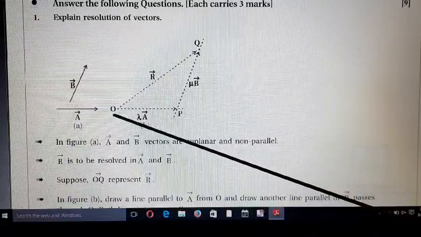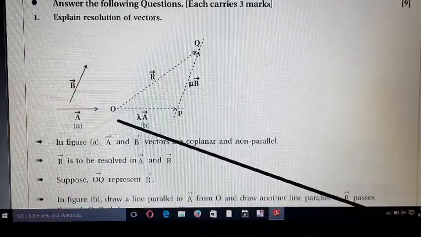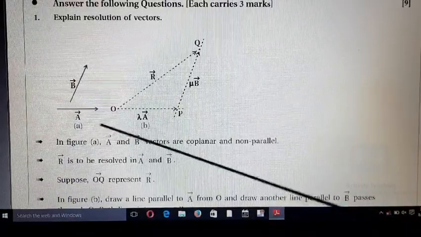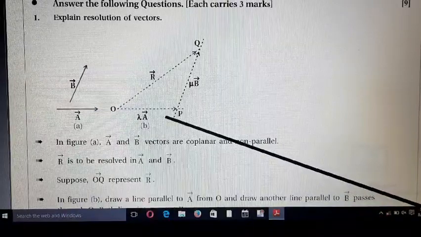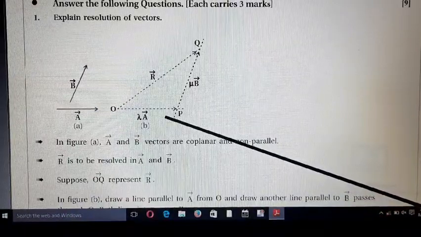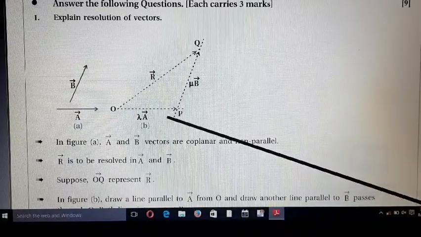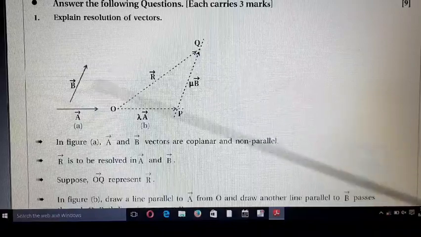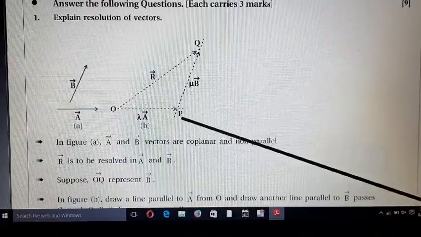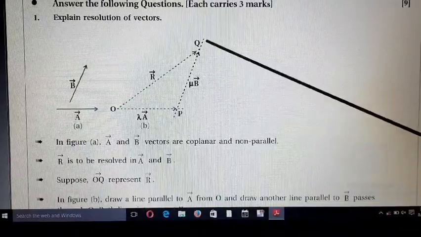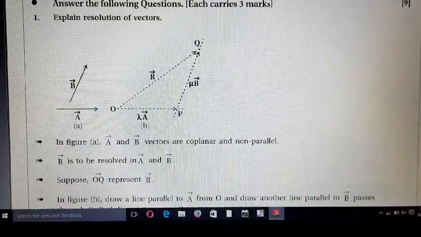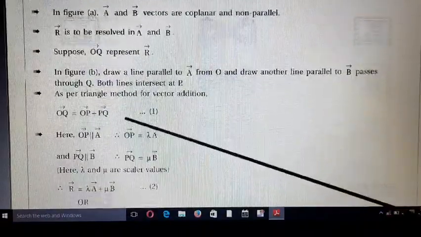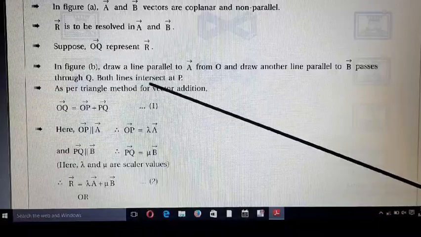First of all, friends, in figure B, draw a line parallel to vector A. Look here, this is a parallel line of vector A. From O, draw another line parallel to B. Here, this is parallel to vector B, and now we have vector PQ, otherwise line PQ. Both lines intersect at P.